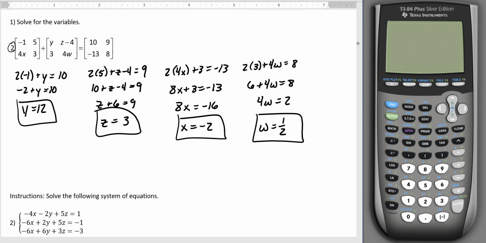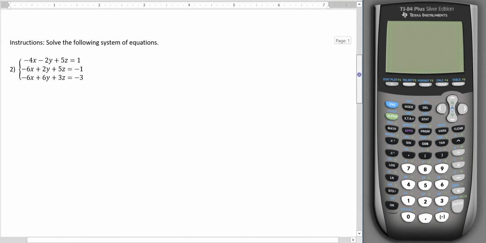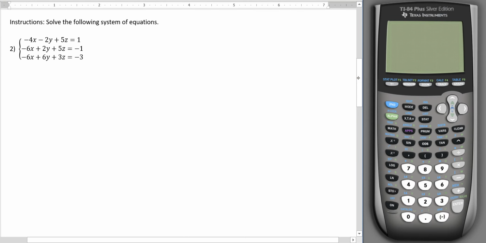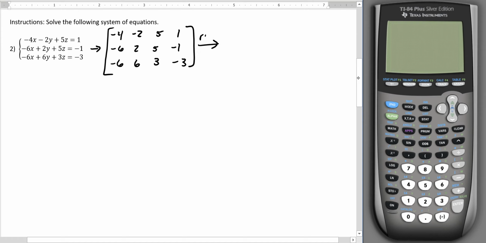All right. Let's look at number 2. Solve the following system of equations. Okay. So this is a 3 by 4 matrix. So let's start by putting this into the augmented matrix. Be sure to show that work. So we'll have negative 4, negative 2, 5, 1, negative 6, 2, 5, negative 1, negative 6, 6, 3, and negative 3. Alright, so now let's RREF and see what we get.